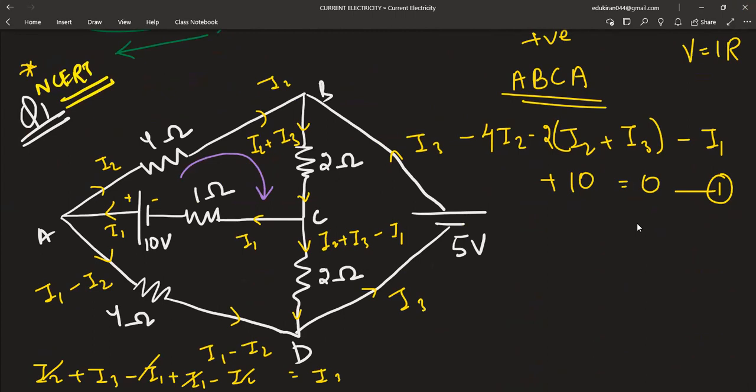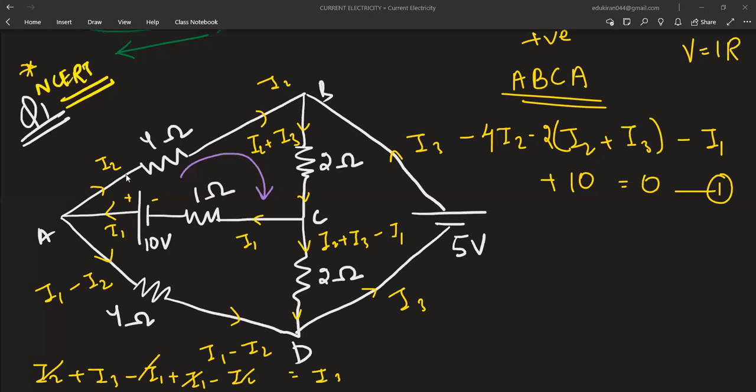Fine. Tell me first, class, is this clear? Then only I'll move forward. Ma'am, could you explain how you got plus 10 is equal to 0? Let me explain this again.